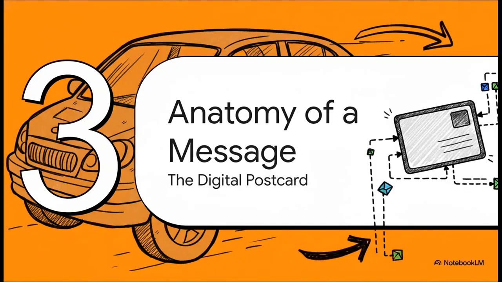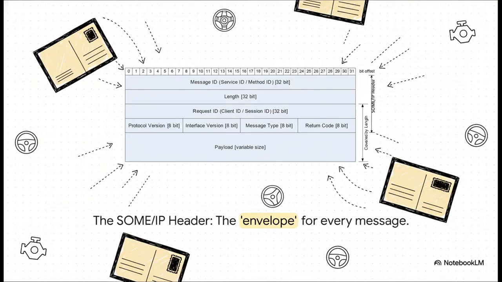Okay, so what does one of these messages actually look like when it's zipping around your car's network? The best way to think about it is like a highly organized digital postcard, where every single piece of information has its own specific designated spot. Every single message starts with this right here, the SOME/IP header. This is the envelope for our digital postcard. It's got all the critical info the network needs to figure out what the message is, where it needs to go, and exactly how to handle it.